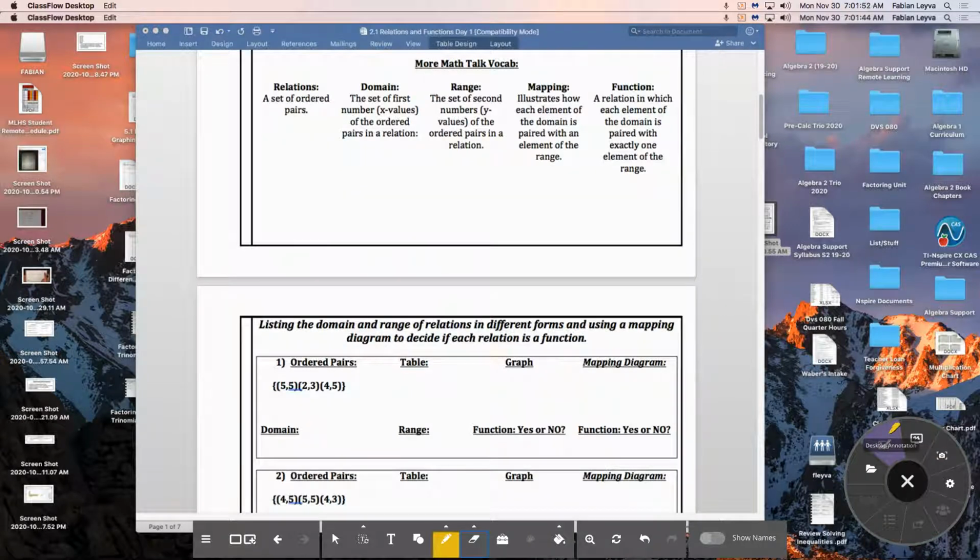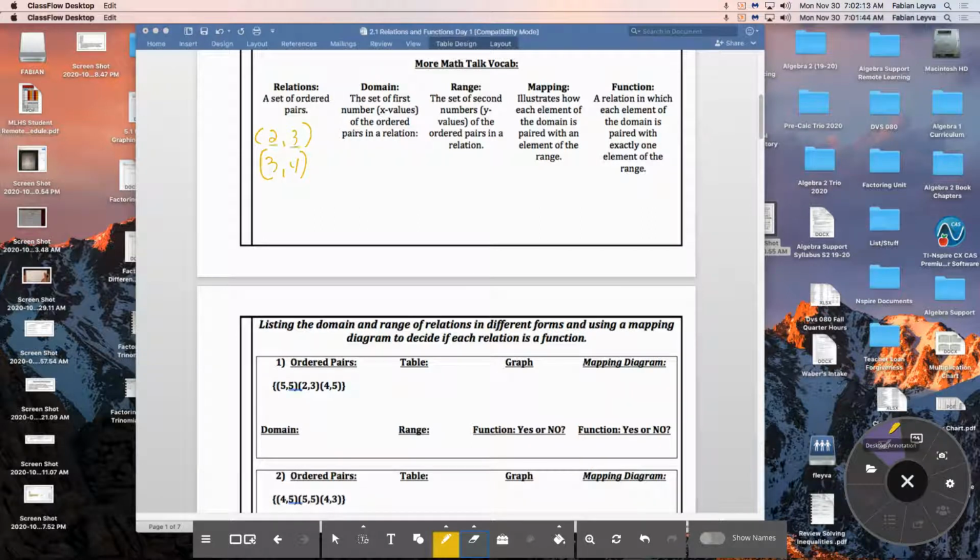All right, so these are some more definitions that we need to know for today. The first one that I want you to know is what is a relation. A relation is just a set of ordered pairs. So what I'm trying to get at here is that if you have some ordered pairs like (2, 3), and they can be whatever you want, (3, 4), that is just a relation.